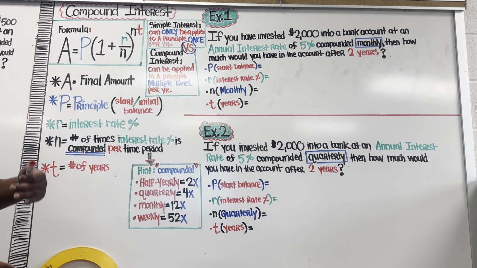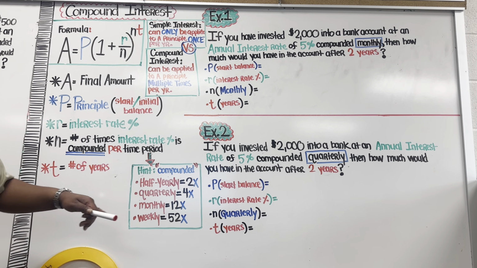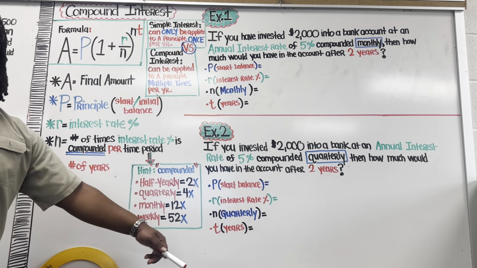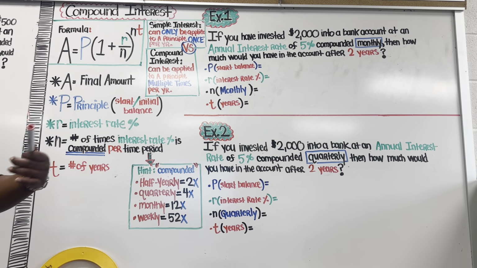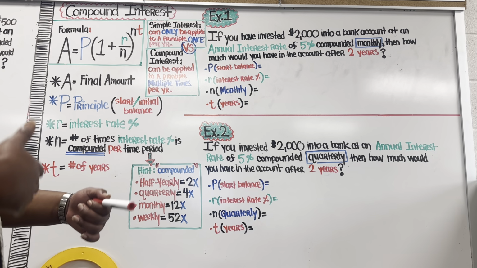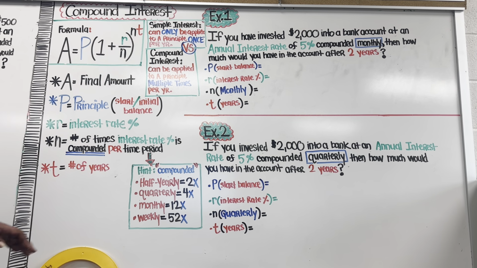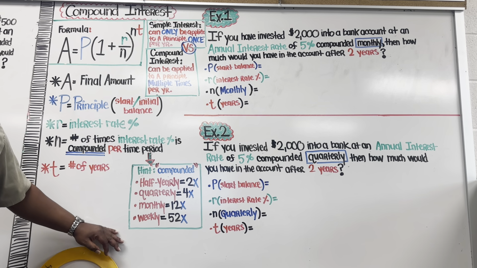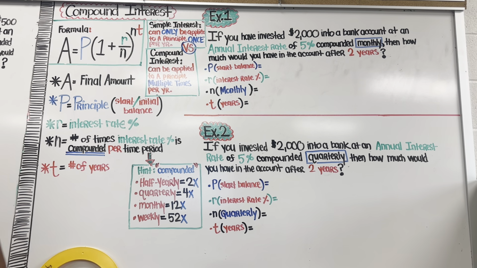So every month, the interest will be applied if it's compounded monthly. And weekly, it will be 52 times because there are 52 weeks in a year. So it will be compounded 52 times within a year span, okay? So these are just some notables. There are other ways to be compounded, but these are the main 4.